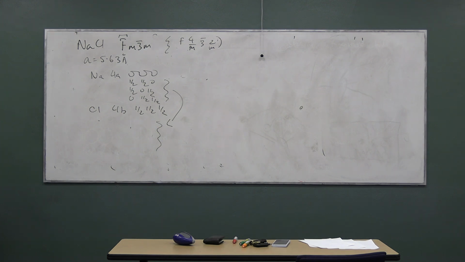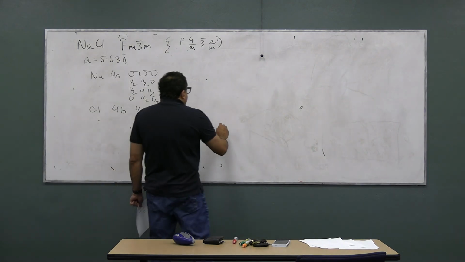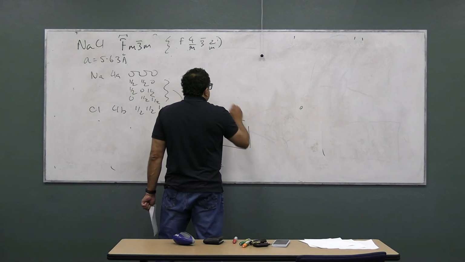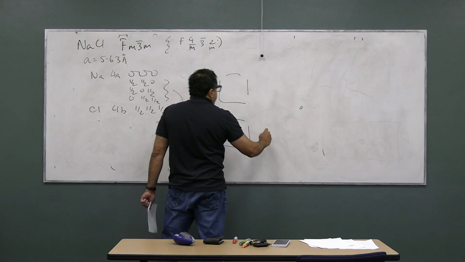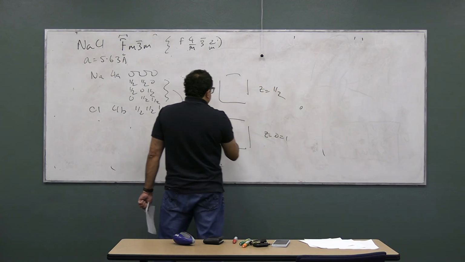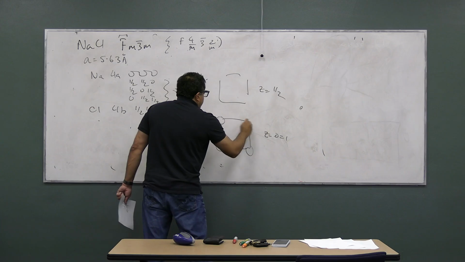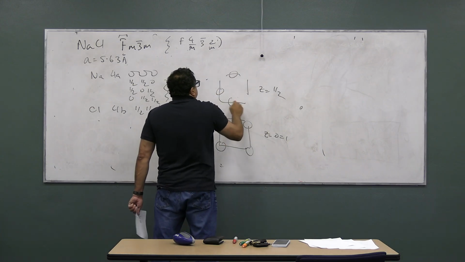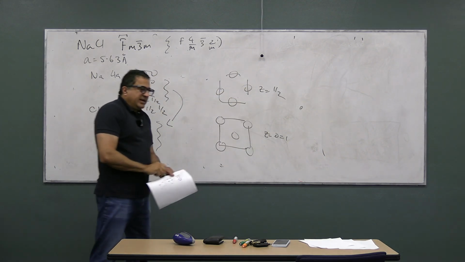So there are 4 sodiums in the unit cell and 4 chlorides in the unit cell. So we know how to draw this in sections. Here's the z equal to 0 equal to 1 section. And here's the z equal to 1/2 section. So here are all the sodiums. It's just FCC.